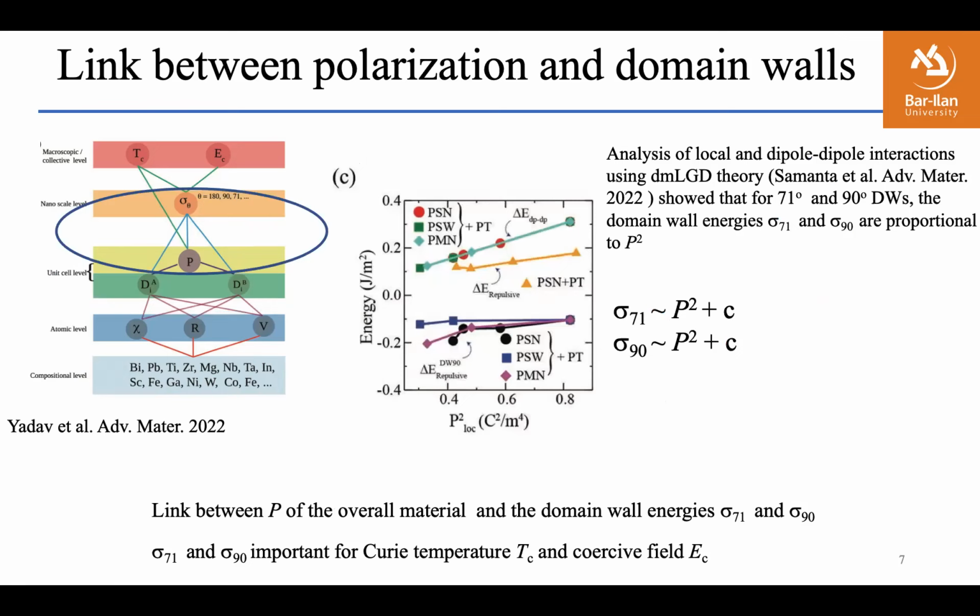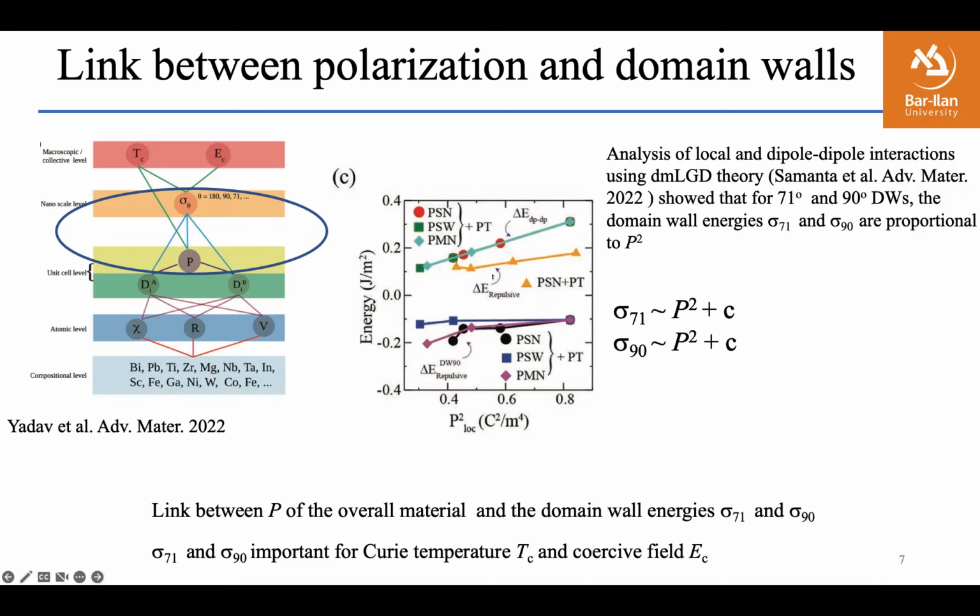And then we go to the next level, which is polarization and domain walls. Again, domain walls are hard to do in solid solutions because you need very big cells. But we use an analytical model, which is described in this paper over here, and what we showed is that for a sigma 71 rhombohedral domain wall and a 90-degree tetragonal domain wall, there are two contributions to domain wall energy. One is the electrostatic energy of dipole-dipole interactions, and of course that scales as P squared.